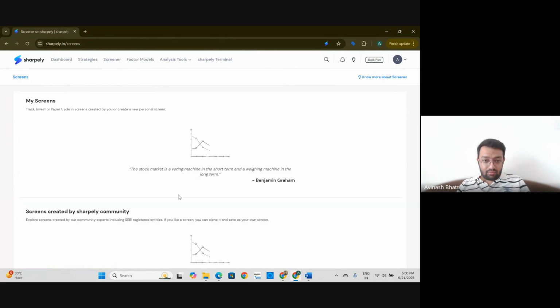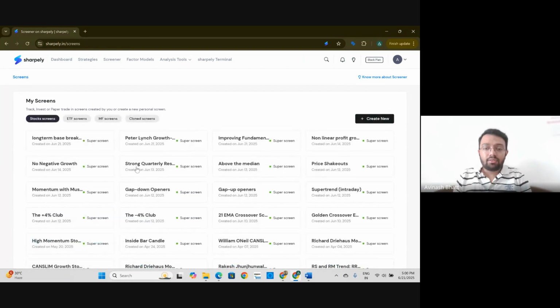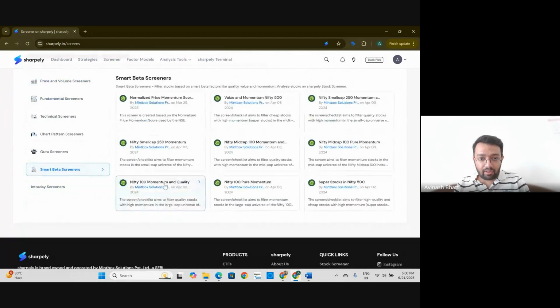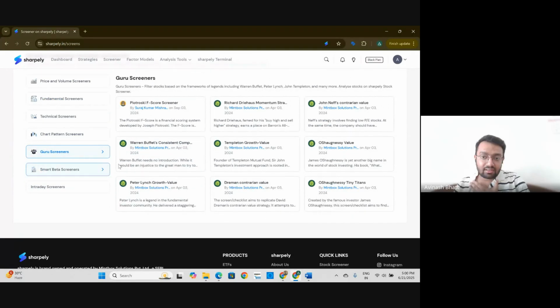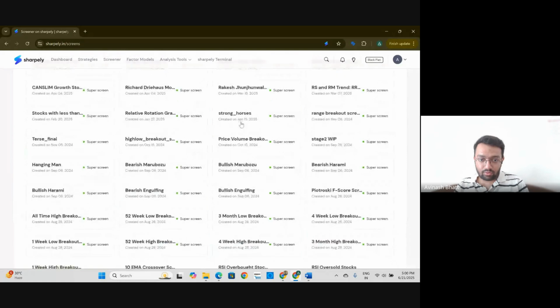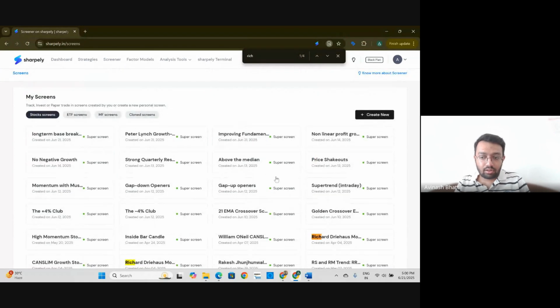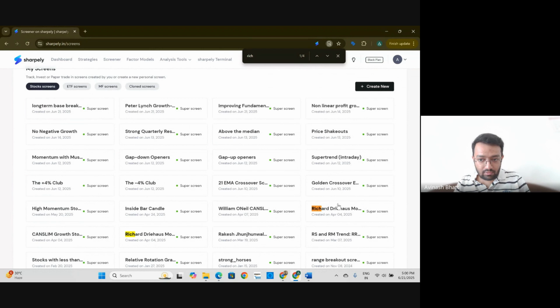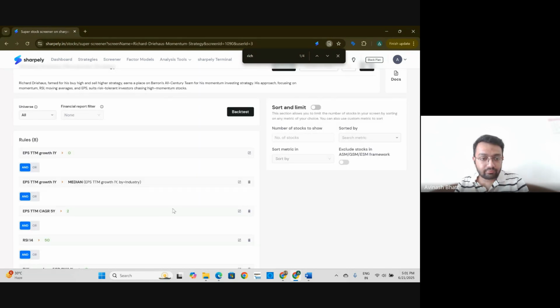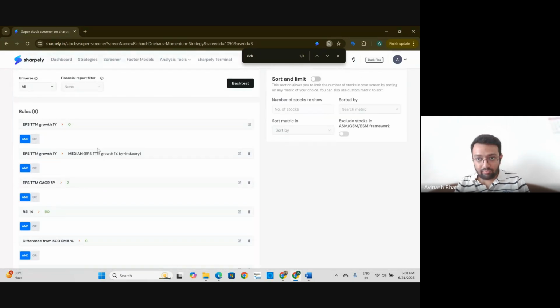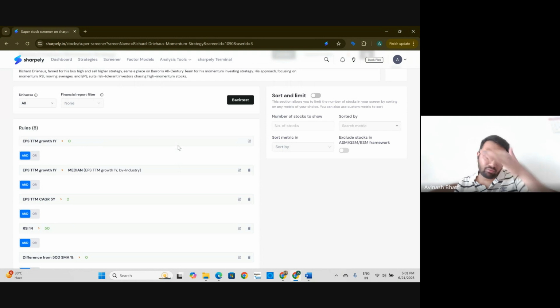For that, we have something called Guru Screens on Sharply, where you can analyze screens based on the frameworks of investing legends. Yeah, so here we are using both Techno and Funda. So this is a basic example of a Techno Funda screen.